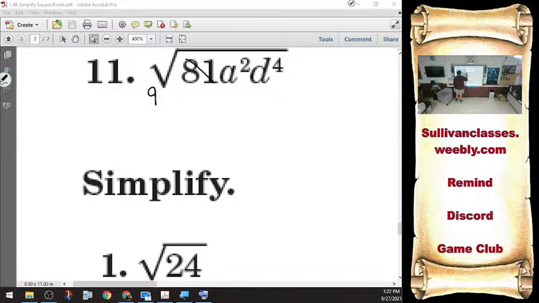So an A joins it outside. Okay, no more A's, no more numbers inside. What about that D? What do I square to make D to the fourth? What can I have 2 of? D to the something times D to the something is D to the fourth.